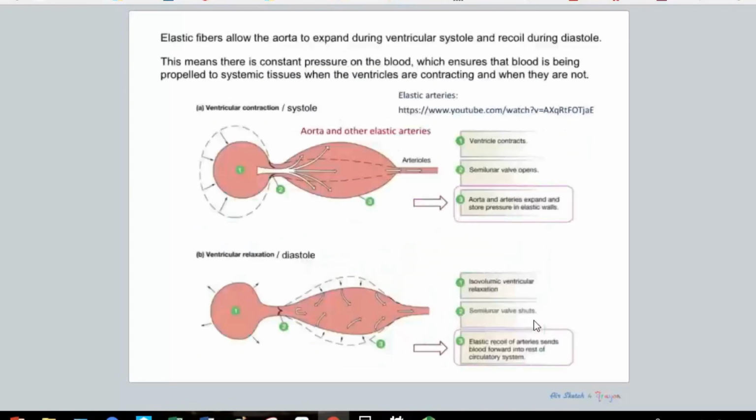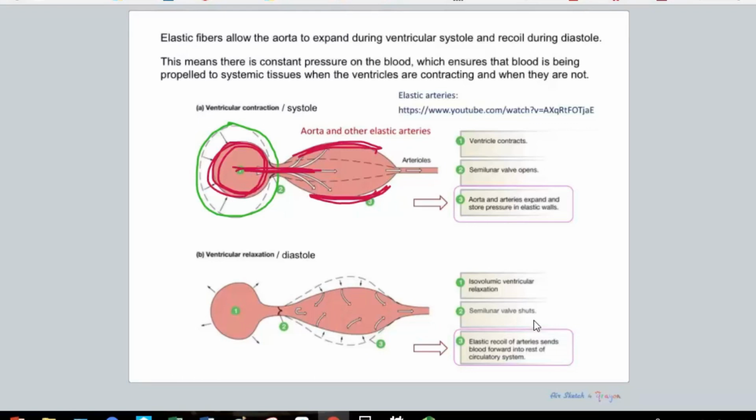And that's what this is showing here. This is what these elastic fibers allow for. This is the ventricle in the relaxed position, and then it contracts. So this is the ventricle in the contracted position, and when it does that, it shoots a huge amount of blood out through the aorta. That aorta and the other elastic arteries need to be able to expand to absorb some of that pressure.